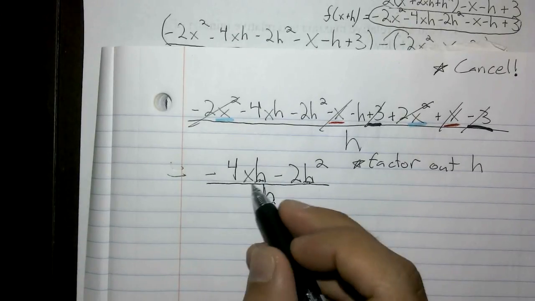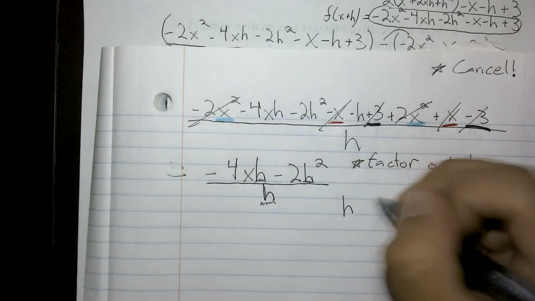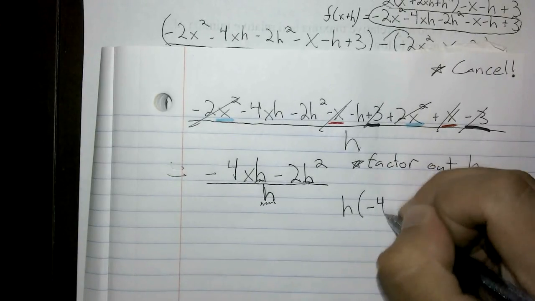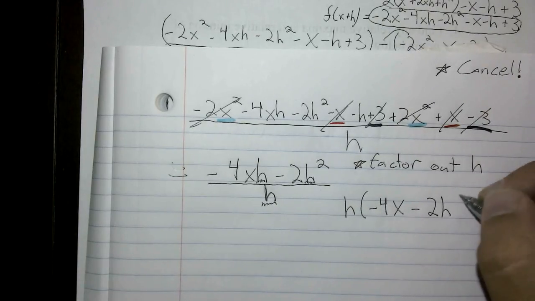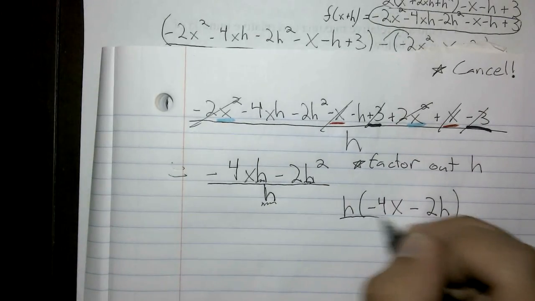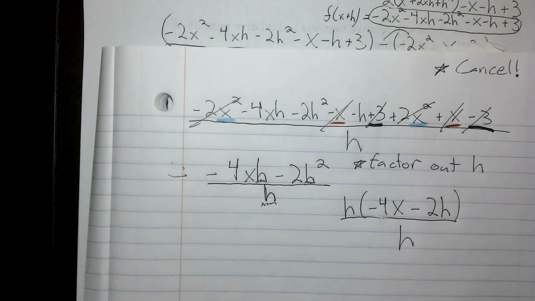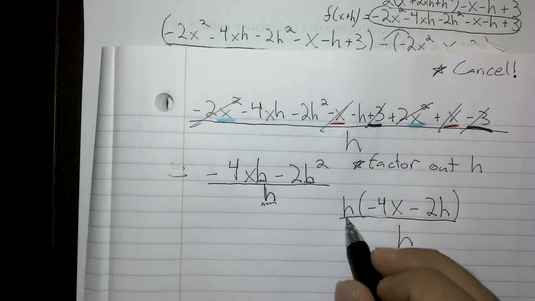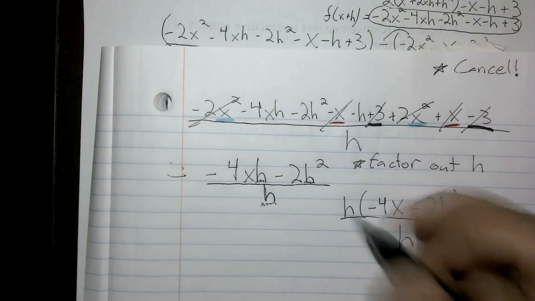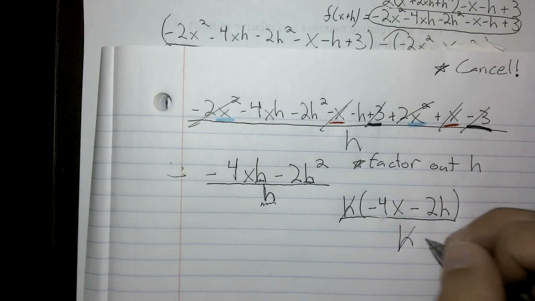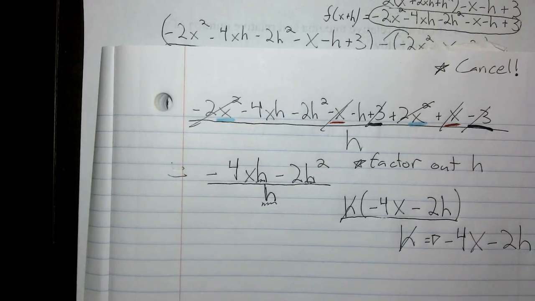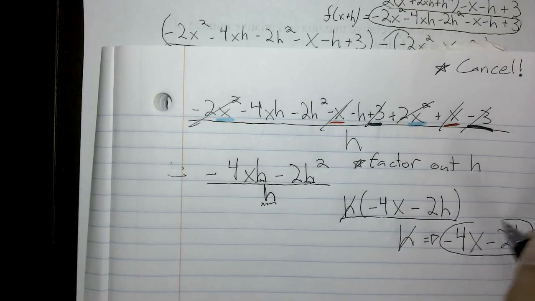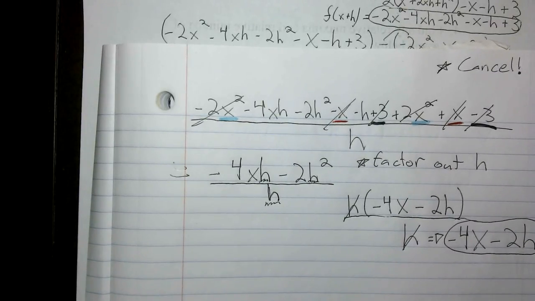If we factor out h from the top 2 terms, we have h on the outside of -4x, subtracting now just -2h. H is towards the bottom. Since we have h outside factored out in the top, h in the bottom, these can cancel. We can then rewrite this just with what's left, -4x minus 2h. There's nothing else that we can combine from here, so we're good with that.